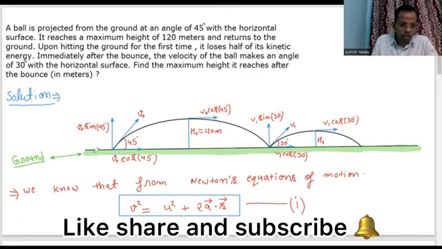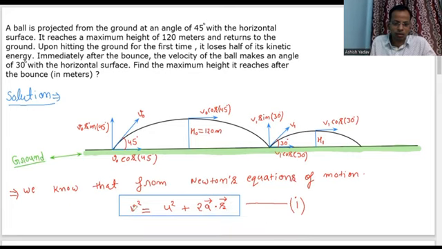So this is the ground, our reference. For convenience, let's take a sign convention: I am taking upward as positive and downward as negative. From Newton's third equation of motion, v square equals u square plus 2 a vector dot s vector, where s is the displacement vector, a is the constant acceleration vector, v square is the final speed square and u square is the initial speed square. I am going to apply this equation before the bounce.